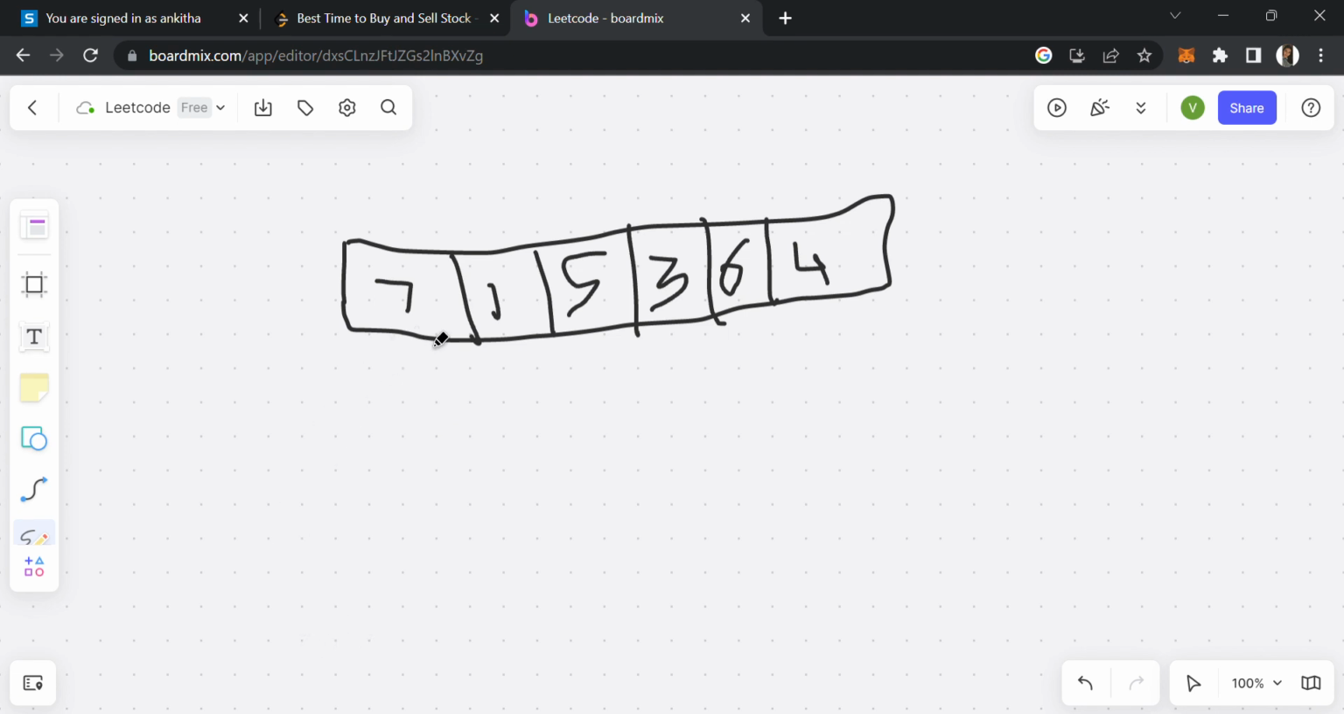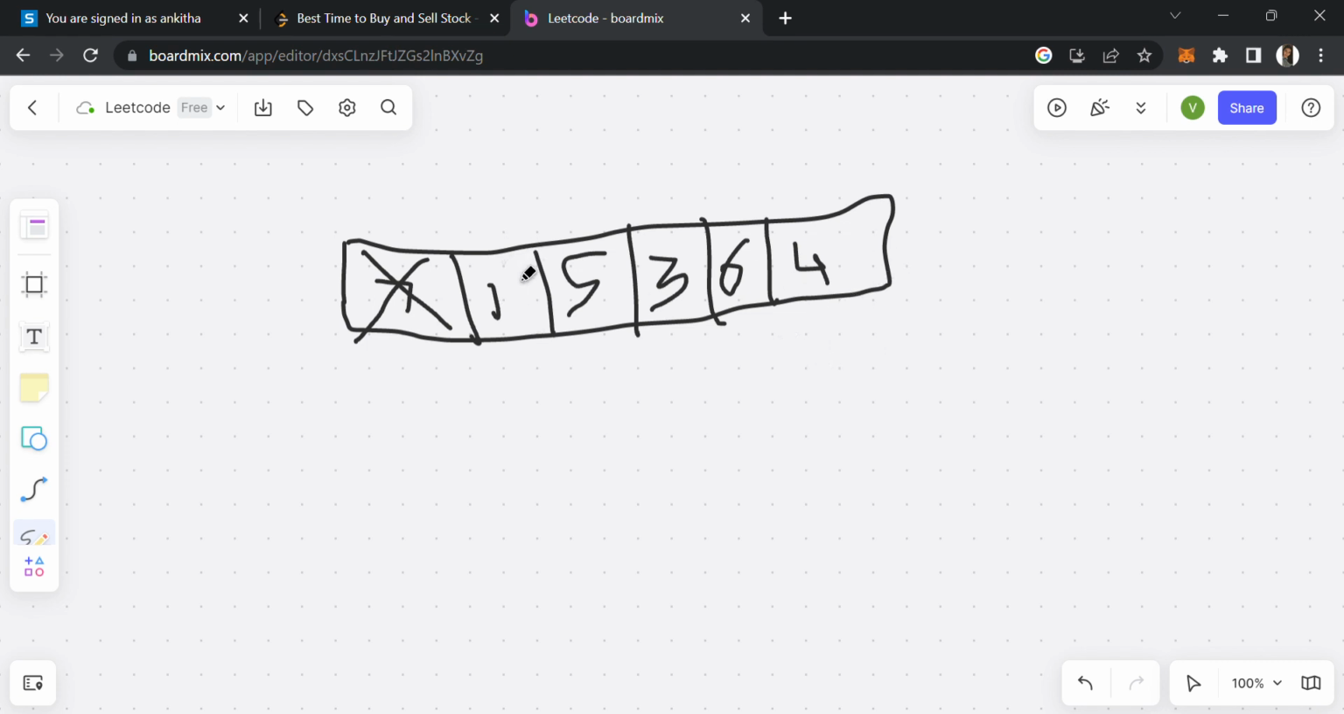Now let's take the very first number, 7. Imagine you buy at this price. If you buy the stock at the price 7, is there any other number in the future at which you can sell it at a higher price? You can check with 1, it's lesser than 7. Again 5, it's lesser than 7. 3, 6, 4, all these are lesser than 7. So 7 is not a case where you can buy the stock and sell it at a higher price to get a profit. You'll only have losses. So we have struck out 7. This is the first loop, if you can consider it.